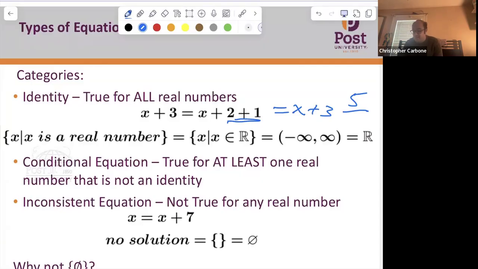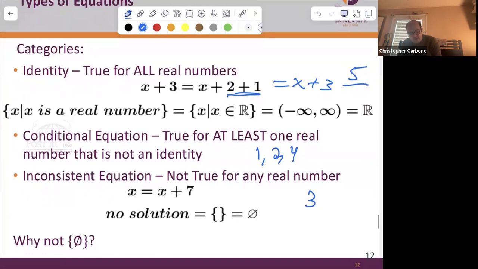A conditional equation is true for at least one real number, but it's not an identity. So those were examples 1, 2, and 4. And an inconsistent equation is not true for any real number, such as x is equal to x plus 7, which is not physically equal. So that's no solution, the empty brackets or that empty set that we saw last time. And an example of that one was example number 3.